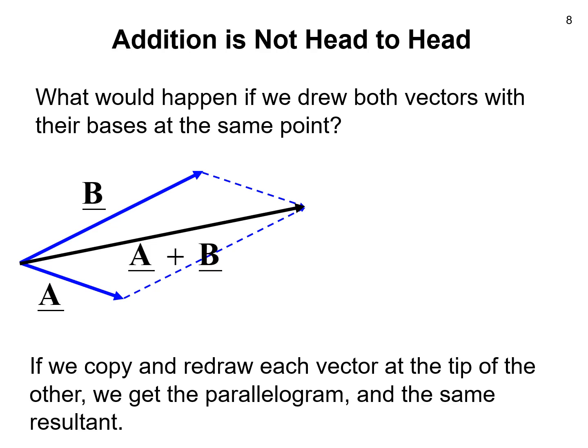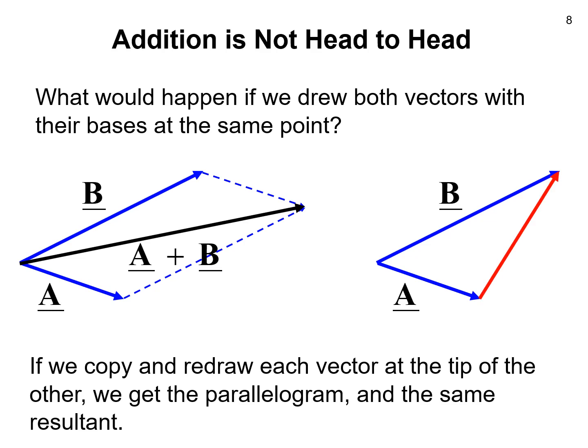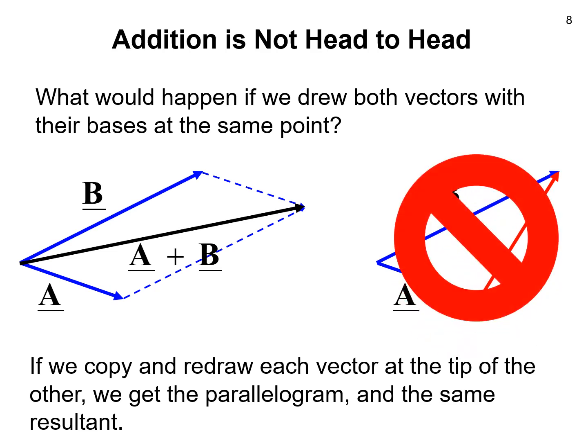Now, a common mistake might be that you start with A and B at the same point again, and now you just draw a vector that connects them sort of head-to-head like that one. And I'll just say for now, that is not the resultant of the vectors. It does mean something else that you can think about, but that red vector is not the resultant. So don't add vectors like that. Do it like we did on the left.